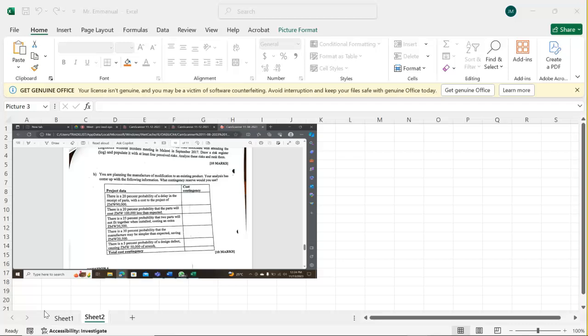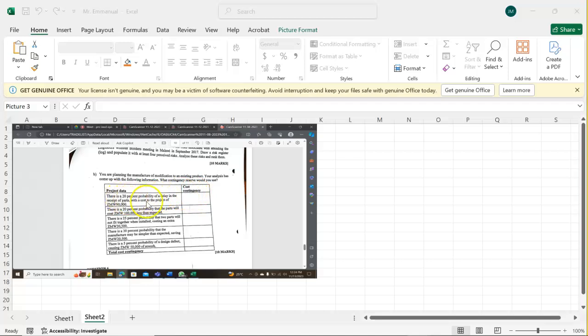So there's this question. It says you are planning the manufacture of a modification to an existing product. Your analysis has come to the following information. What contingency reserve could you use? So there's a project, then there's a contingency that you need to use there.